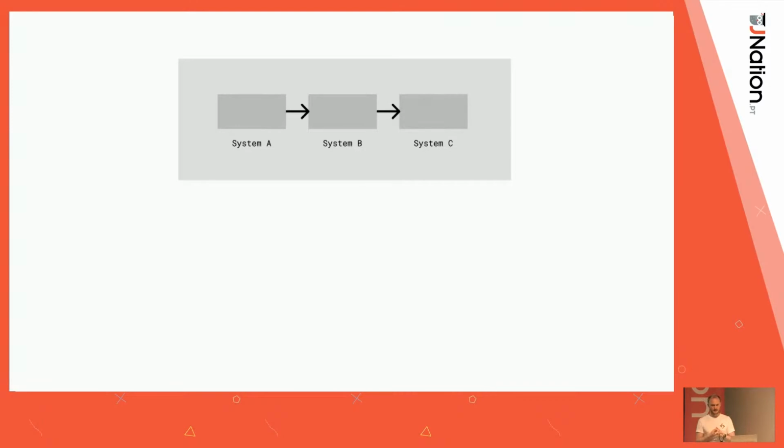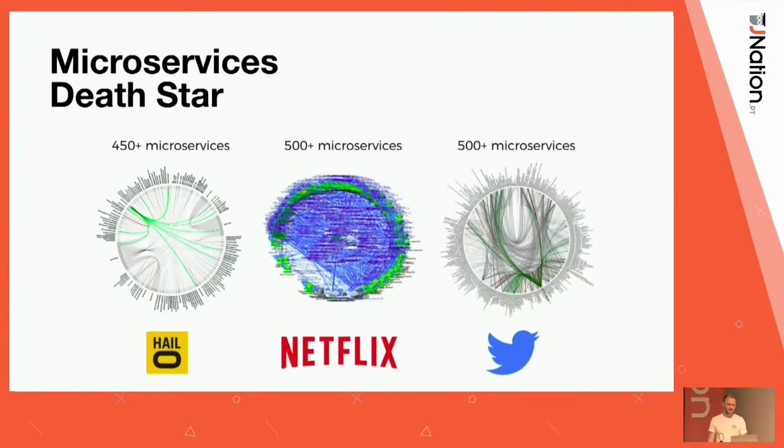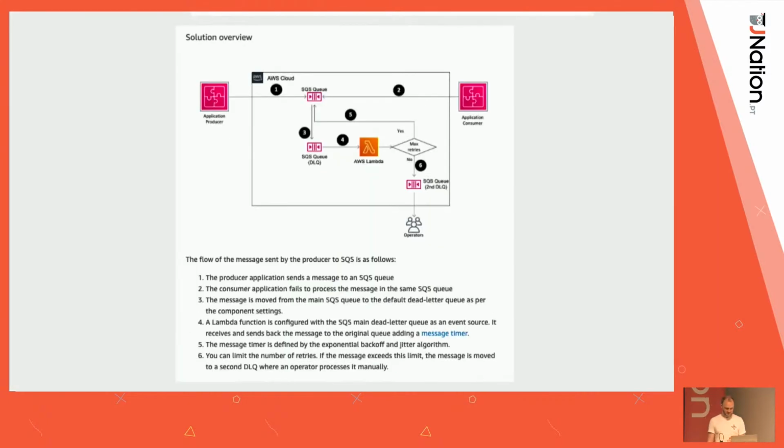I guess the naive approach is you have three different services, and they all need to do different work in this business process. System A just directly calls System B, which directly calls System C. In order to make that reliable, you need to add retries and timeouts at each system or service barrier. And that can become a lot of work, especially when you have a lot of microservices, like Netflix and Twitter have over 500.